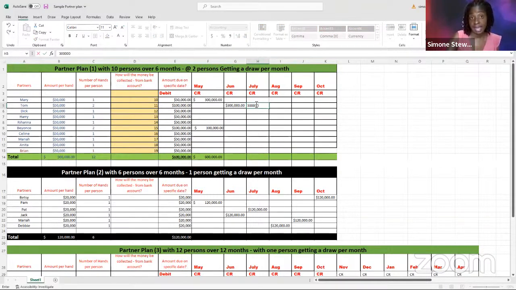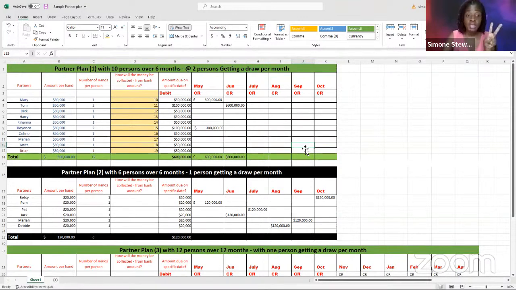As a matter of fact, guys, let me just do something here. Tom says, give me everything in 1 month. So Tom is going to get his 600,000, which means nobody else will get a draw, because remember that we've broken this down so that each month 2 persons get a draw. Why is Tom getting 600,000? Because Tom has 2 hands. So you notice he has 2 here and he's paying 100,000. So he's allowed to achieve his 600,000. So nobody else will get a draw.